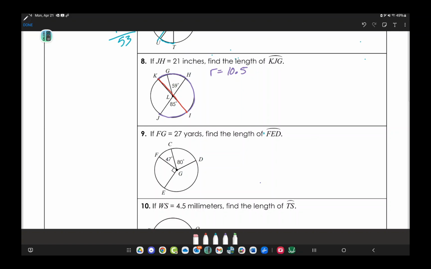So if we take 180 minus 85 to get 95, that's the measure of this angle here, which means that this arc measure is 360 minus that 95. So 360 minus 95. So you could have done this in a whole different way. You could have just done 180 plus 85. That's 180 plus 85, 265.